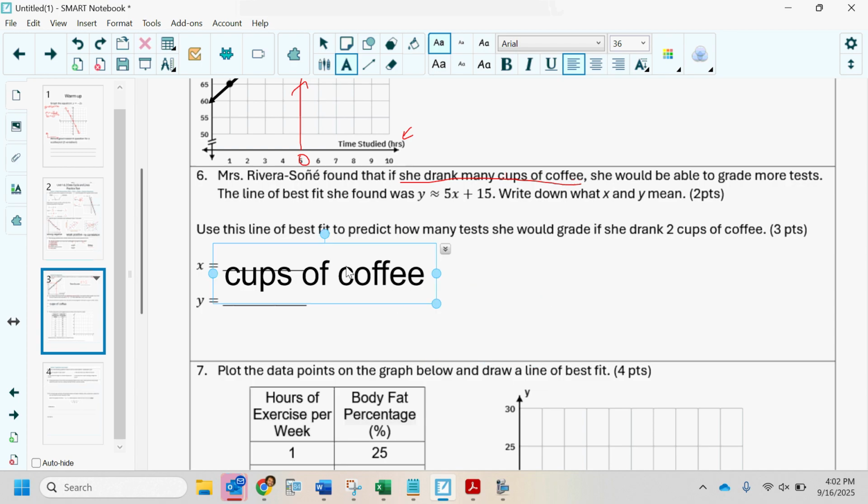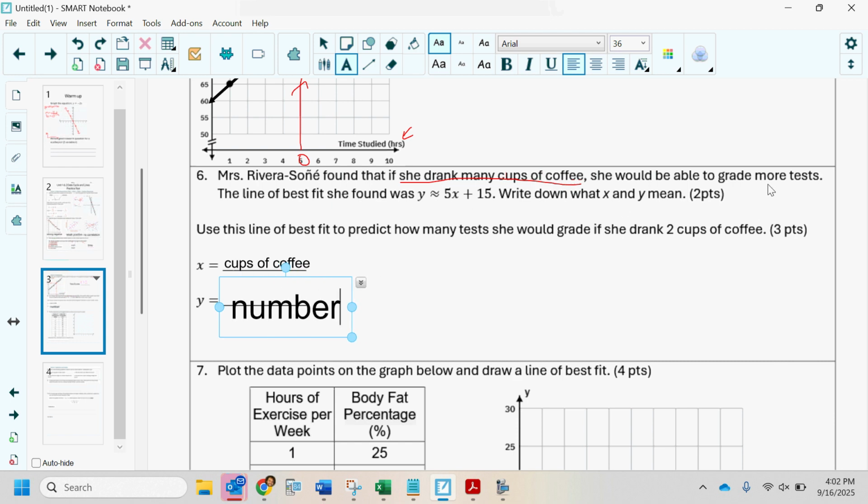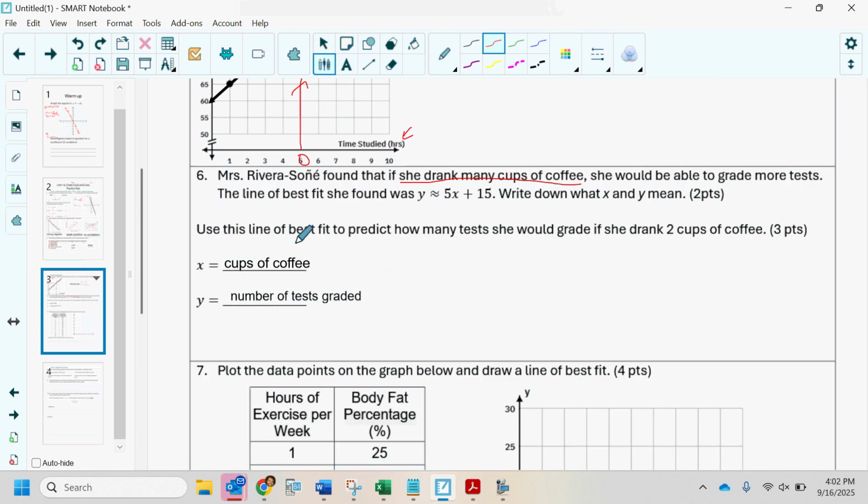so sometimes that's time, sometimes that's miles ran or something like that. And then the cups of coffee is going to impact the y, which is the number of tests graded. So if she drinks more coffee, she might be able to grade more tests. Now we're going to use this line of best fit. So that was 2 points right there. Boom, boom. See, 2 points.